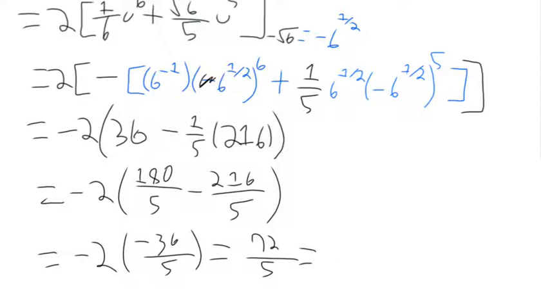And I will just put this as the answer in the back of the book, which is in decimal form. So we have, well, 72 over 5. 70 over 5 would be 14, but then we have the extra 2/5, which is 0.4. And this is the answer in the back of the book.